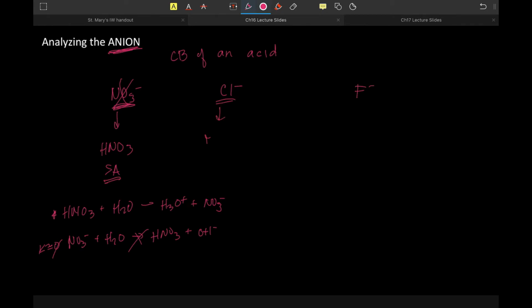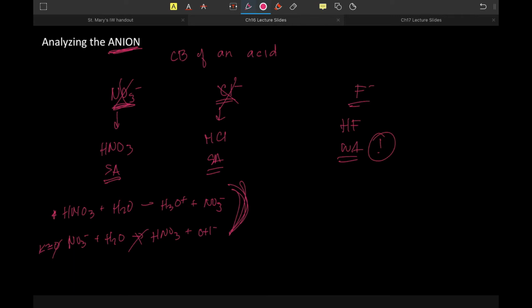If we add an H here, it comes from hydrochloric acid. Hydrochloric acid is also a strong acid based on the same exact discussion, so negligible basicity. All right, fluoride, if we protonated it, would be HF. And then, ding, ding, ding, this is our weak acid.